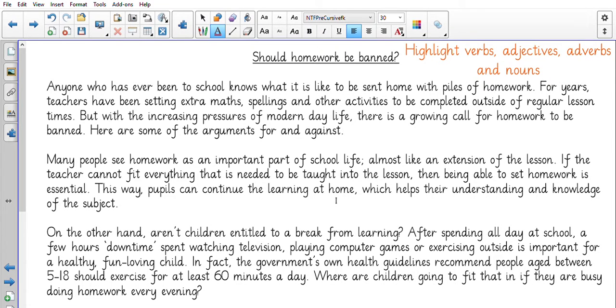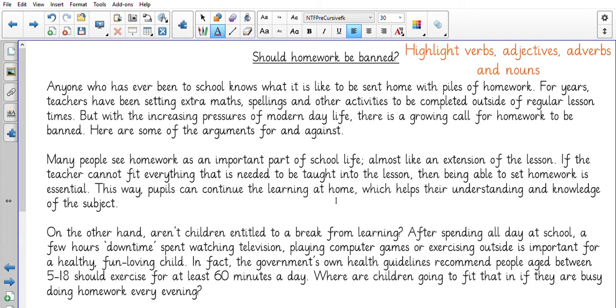Good morning, Year 4. So we are going to have a look today at features of a balanced argument, ready for you to apply the learnt features in your writing later in the week. But before we do that, just a bit of a grammar and punctuation activity. We're going to just have a look at some word classes. So I'm just going to set you a challenge.